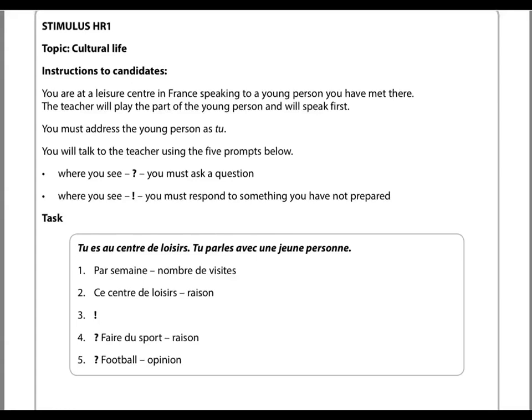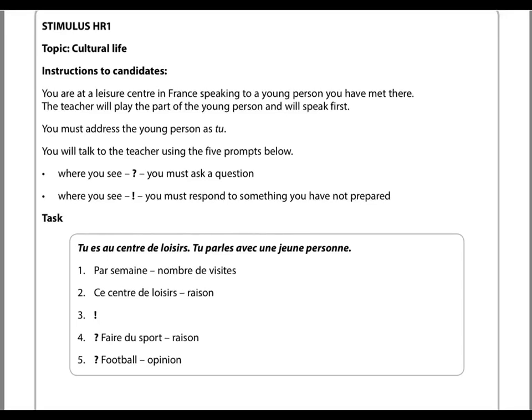Okay, so let's have a look at an example higher role play. Firstly, it's very, very important when you first get to the role play to look at how you must address the person. Because in the higher role play, you will have to ask 2 questions. And you can tell that you have to ask a question because there is a question mark by the bullet point. So on the one on the screen, for 4 and 5, you have to ask a question. This is really important because you need to know whether you need to ask the question in the tu form or in the vous form. So the first thing you need to do is check, are you going to be asking tu or vous?